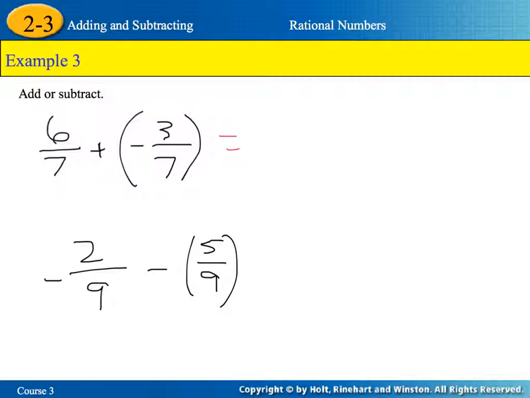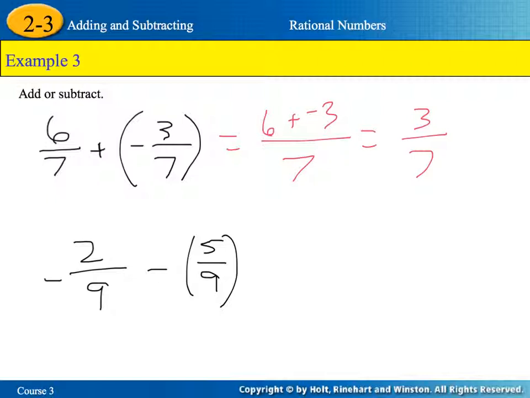All right, so if you do this, very first one, your denominator is 7. We keep 7. Now I take 6 plus a negative 3, and I get a positive 3/7. 6 plus a negative 3 is a positive 3.